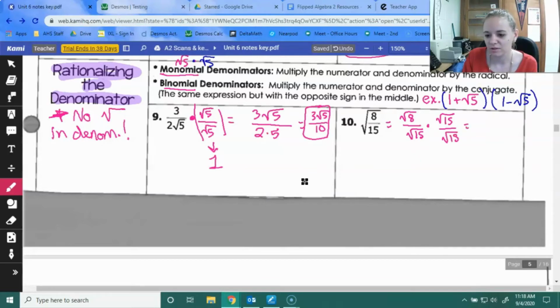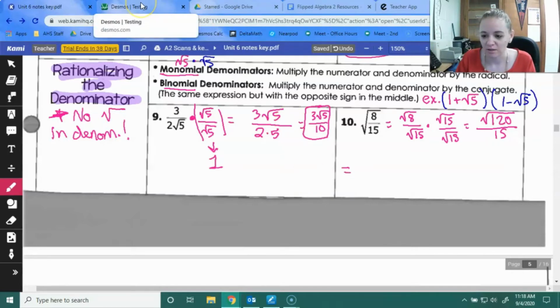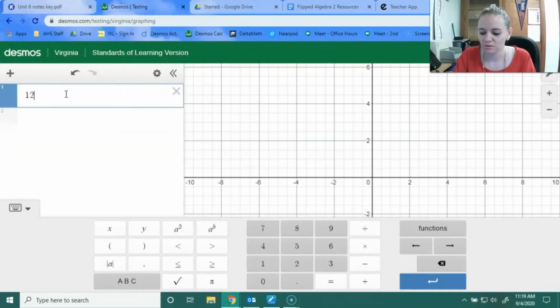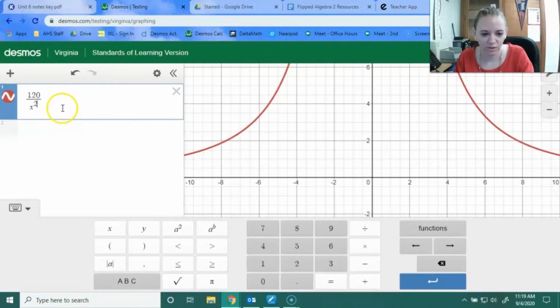So we have radical of, what's 8 times 15? 8 times 15 is 120. And then 15 times 15, the radicals cancel, and we're just left with 15. Okay? Are we done? No, we still have this big number under the square root. So let's put that, and I know that's not a perfect square, so let's do my little trick here. Divided by x squared.